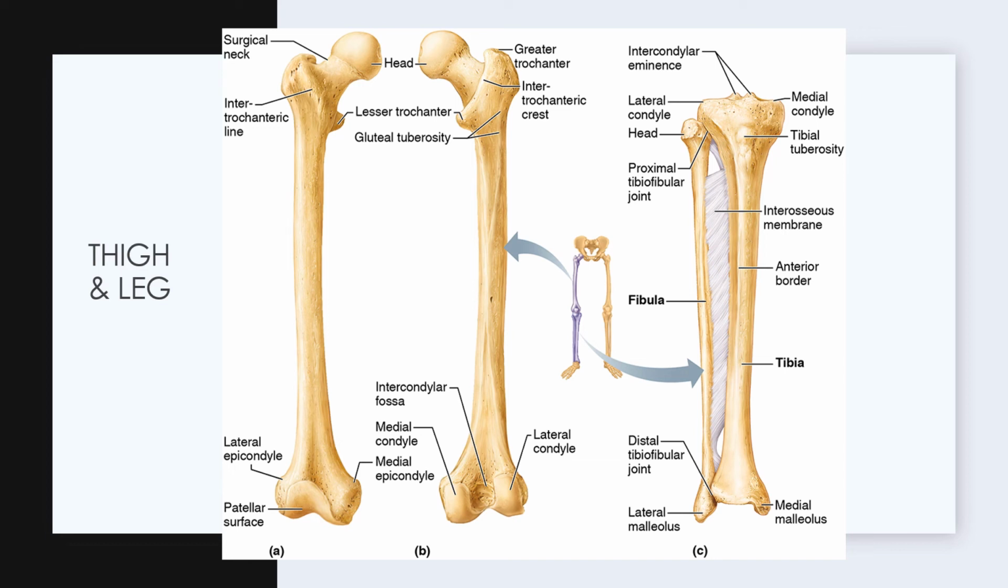Distally, a process called the medial malleolus forms an inner bulge of the ankle, so you can feel that on your body. And the anterior surface of the tibia is a sharp ridge, the anterior border, and it's unprotected by muscles, which is why it can be felt beneath the skin.